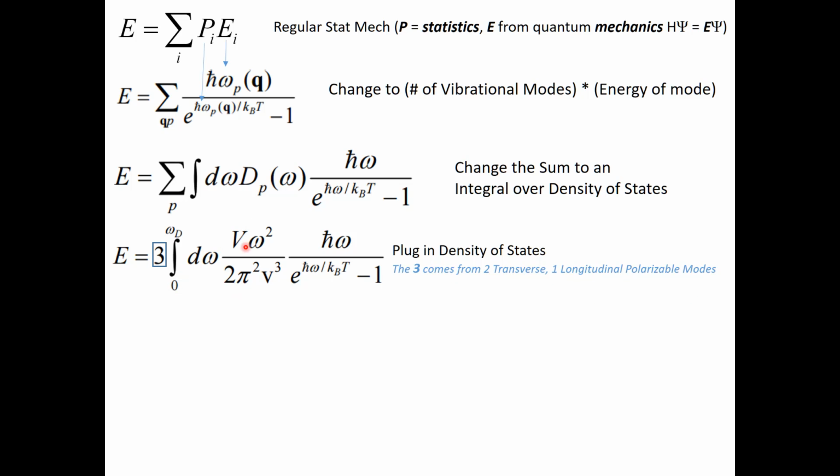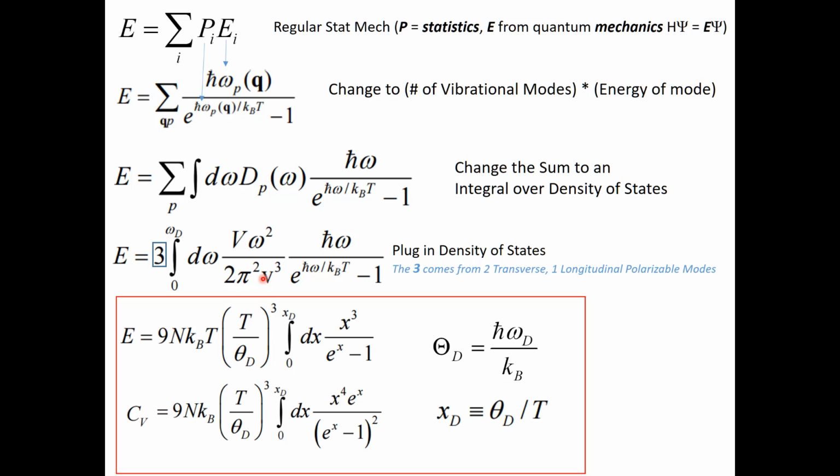So we took that thing that we derived earlier, which was V over 2π² times ω² over v³. What is this v? This is the speed of sound. Whatever I copied this from is using different constants, but this is the figure. And then again, I'm not going to derive it, but here is the average energy that you get from this expression. If you solved it, it would look like this.